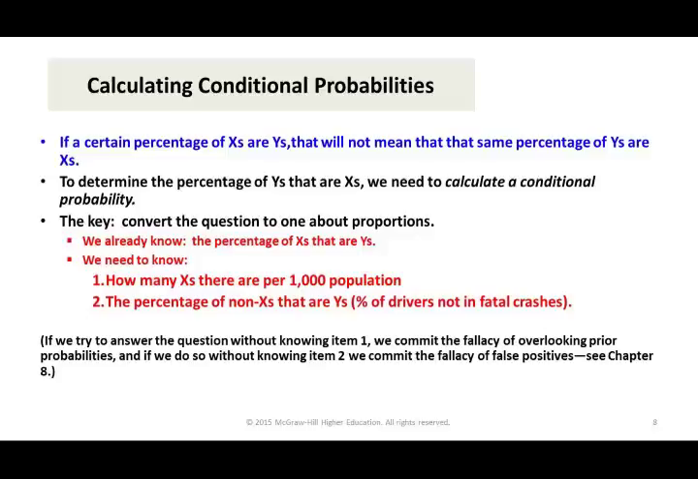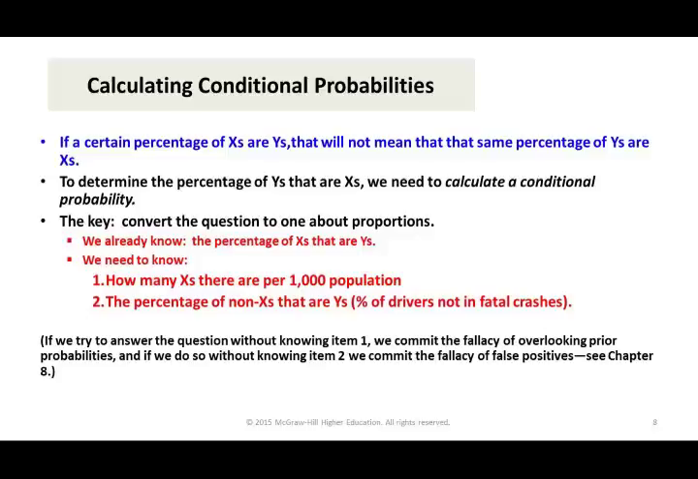For example, people will think that if 40% of drivers involved in fatal car crashes are under 26 years old, then if you're under 26, you've got a 40% chance of being in a fatal car crash. That's a mistake in reasoning, and we're not doing the probabilities correctly. To determine the percentage of Y's that are X's, if we know the percentage of X's that are Y's, or A's that are B's, and we want the percentage of B's that are A's, we need to calculate what we call a conditional probability. So that's what this section is about. So how do we do that?